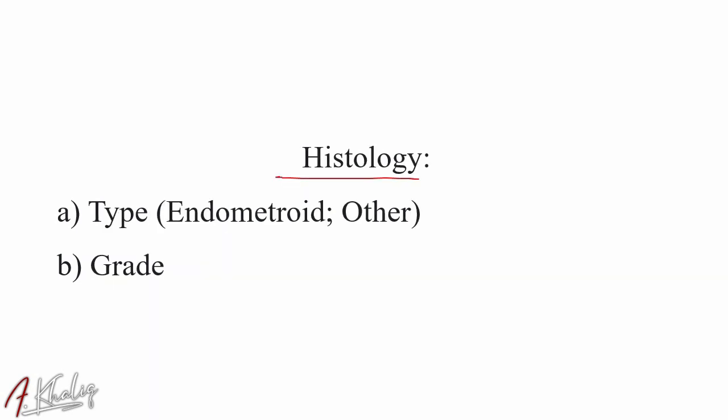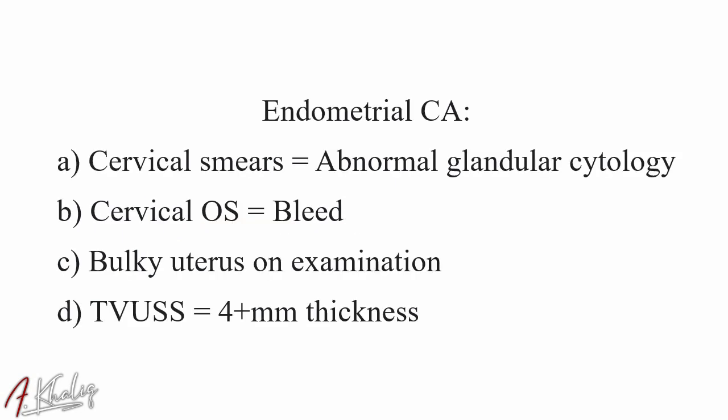Now, in histology, you can go for the type and grading. If you go for the type, it can be endometrioid or some other type. Now, there are some important findings in endometrial carcinoma. First, if you go for the cervical smear, you're going to have abnormal glandular cytology. You can examine bleeding through the cervical os, and on examination, you will see a bulky uterus, and through transvaginal ultrasonography, you're going to see more than 4 millimeter thickness in the endometrium.